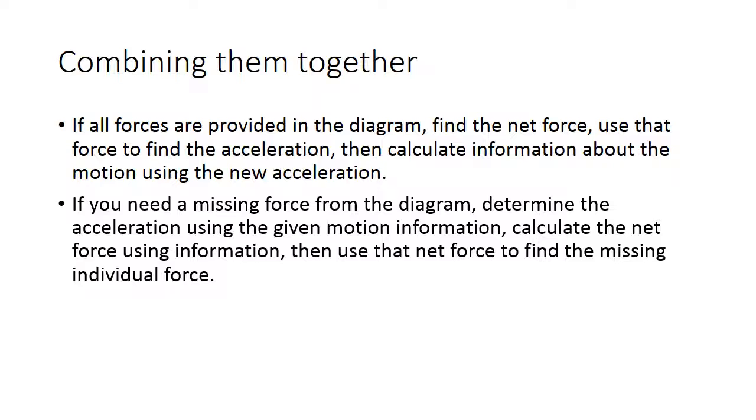problem asks you for. Now, if you're missing a force from the diagram, you're going to have to use the information about the velocity or how far it went or how much time it took to find the acceleration. Then you're going to calculate the net force using F equals ma. Then you're going to work backwards to find out what that net force is. It sounds more confusing than it is. We'll do an example so you can see how that works.